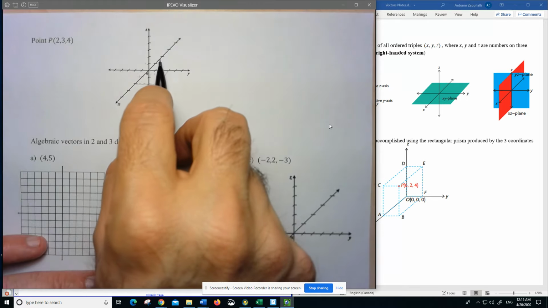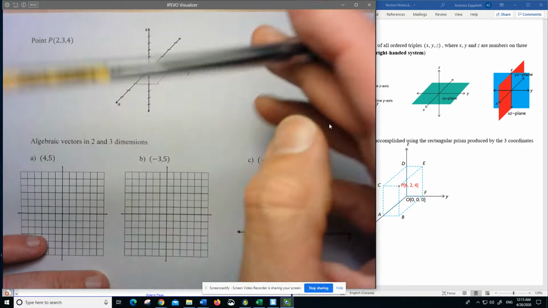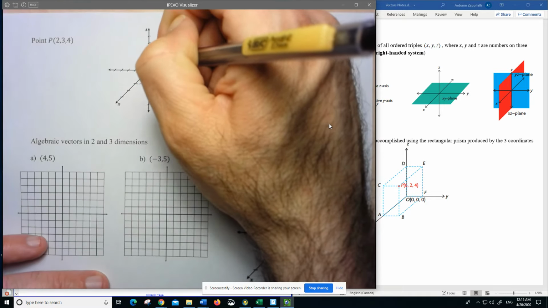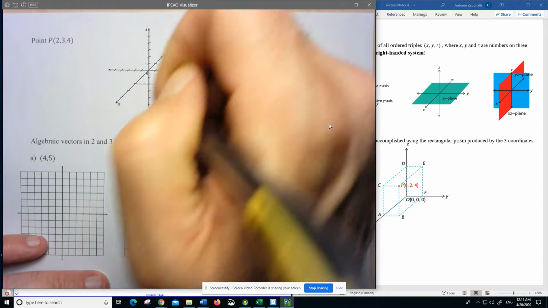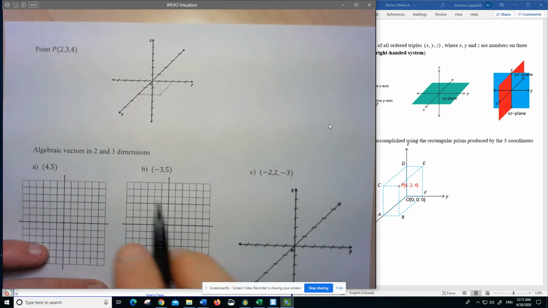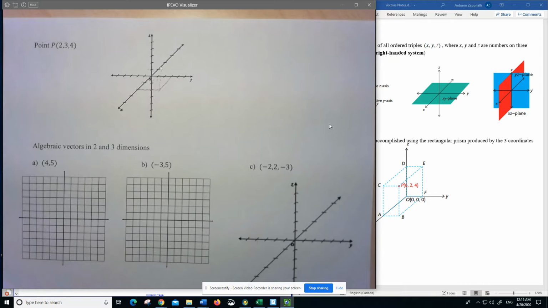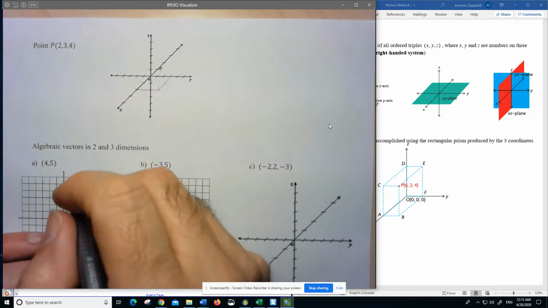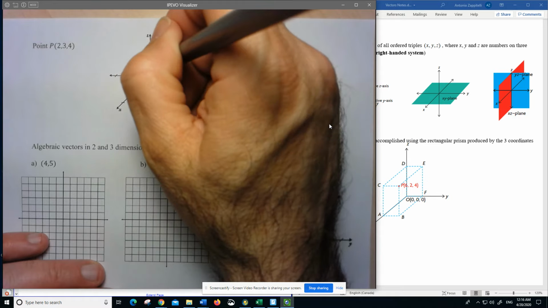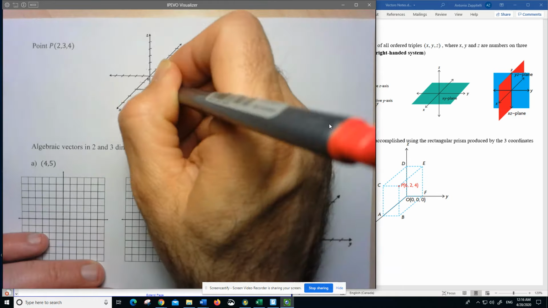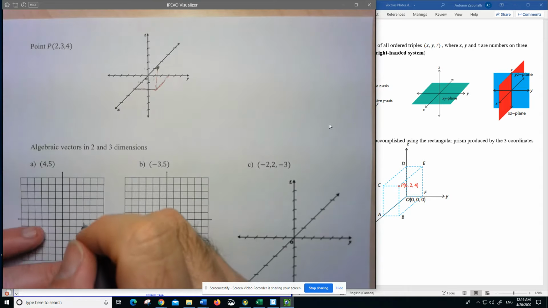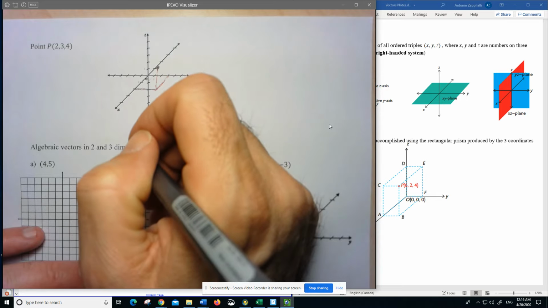So I'm going to go to this point here, and it looks like 4 units upwards is somewhere there. And there's my point. But that's not very convincing, let's see if I can maybe do this in red so it looks a little better. Okay, there's my point. Okay, so I'm going 2, 3, and then 4. Okay, but again, not very convincing.